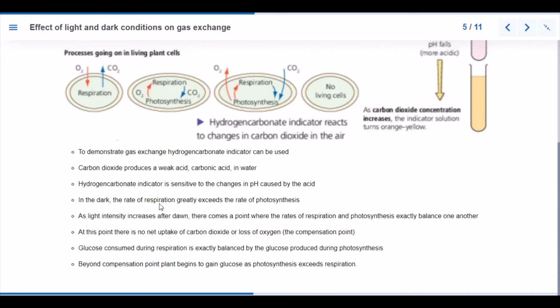In the dark, the rate of respiration greatly exceeds the rate of photosynthesis. As light intensity increases after dawn, there comes a point where the rates of respiration and photosynthesis exactly balance one another. At this point, there is no net uptake of carbon dioxide or loss of oxygen. Glucose consumed during respiration is exactly balanced by glucose produced during photosynthesis.